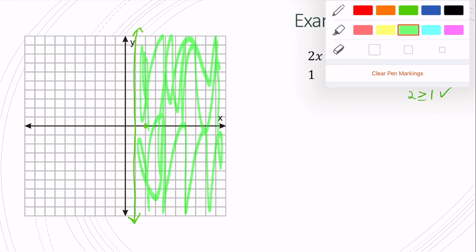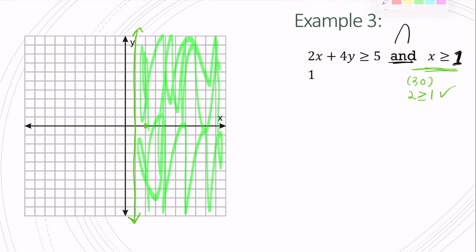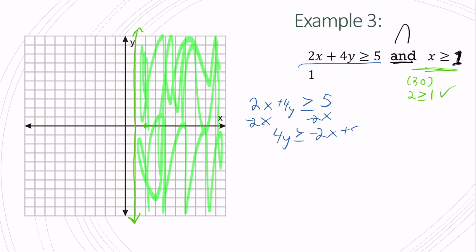So I'm looking for where that intersects with what I'm going to graph in red. Maybe not red. That's a little angry. Blue, right? So I have 2x plus 4y is greater than or equal to 5, and I need to solve this for y. So we subtract 2x from both sides, negative 2x plus 5. I divide both sides by 4. y is greater than or equal to negative 1/2 x plus 5/4. Now where's 5/4? Well, it's a little bit bigger than 1. So my y-intercept is 5/4. Let's put it right here.